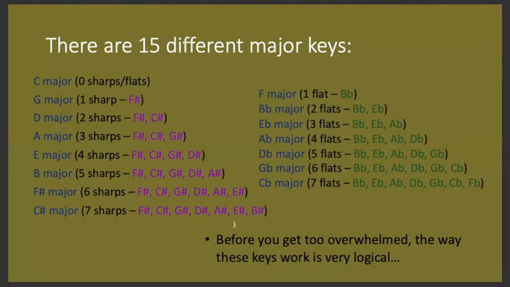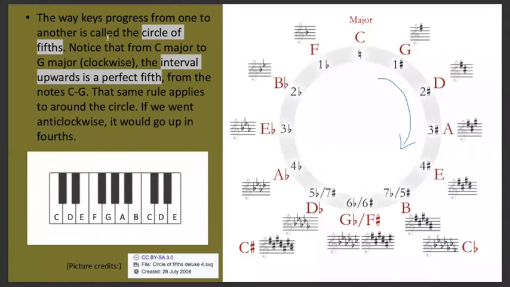So note here, before you get too overwhelmed, the way these keys work is very logical. And also, depending on what level or grade you are at, you probably won't need to learn all of these at once. So, the way keys progress from one to another is called the circle of fifths. I'm going to draw your attention to this diagram here. So we start off with C major, having no sharps or flats, hence that natural sign here. And we're going to go clockwise.